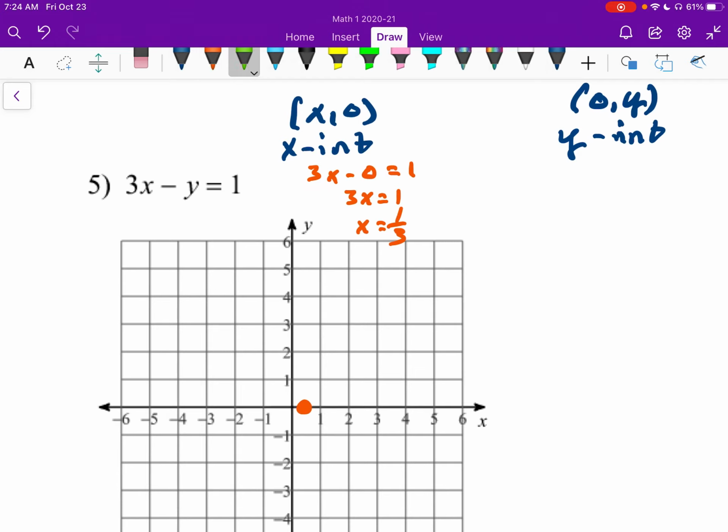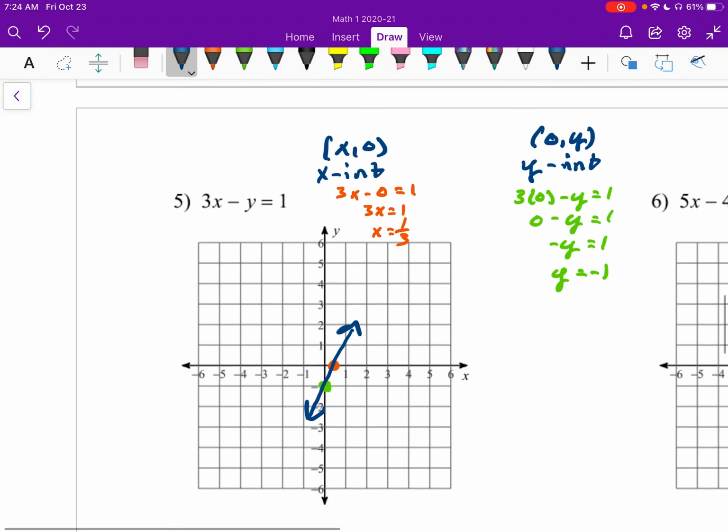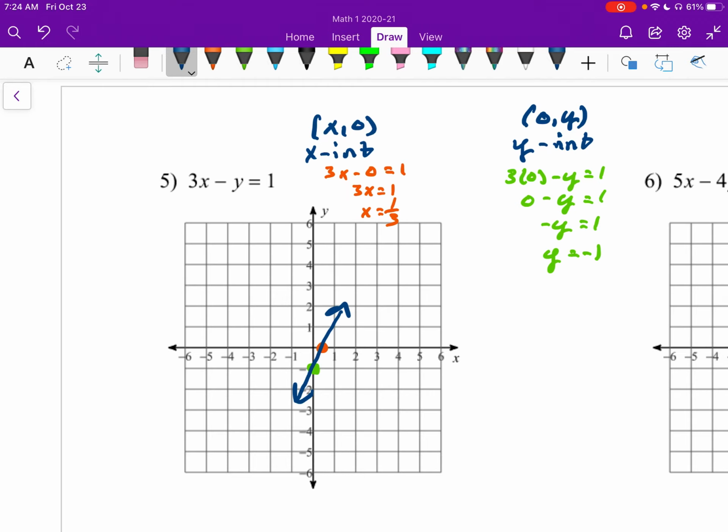For the y-intercept, we're going to do very similar. We plug in a 0 for x. We're going to have 3 times 0 minus y equals 1. 0 minus y is 1. Negative y is 1. And we end up getting -1. And there we are. We can draw our line through that. So that's how you can very quickly graph standard form or general form, whichever one you want to call it, using intercepts.